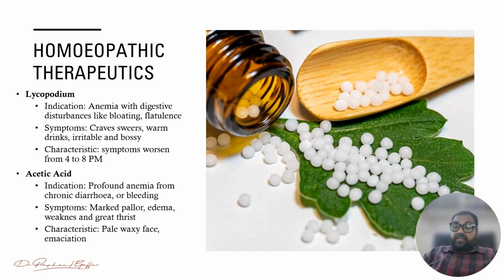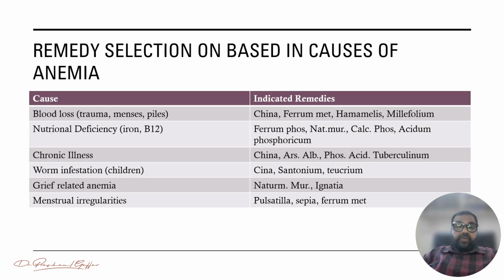Let's see one table. On that table, we can easily select the remedy which may be a cause of the anemia. So if there is a cause of the blood loss, trauma, menses or the piles, we can choose the China, ferrum met, hamamelis and the millefolium. If there is a nutritional deficiency like iron and the B12, we can choose from the ferrum phos, natrum mur, calcarea phos, acid phos.